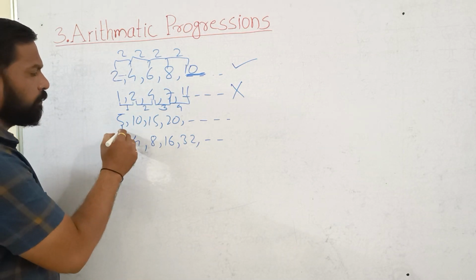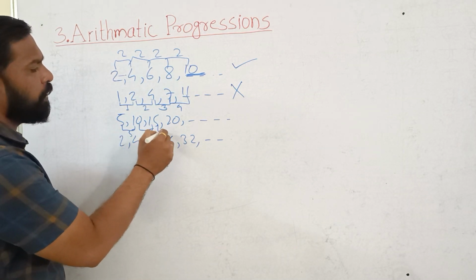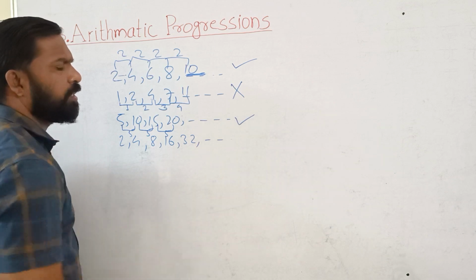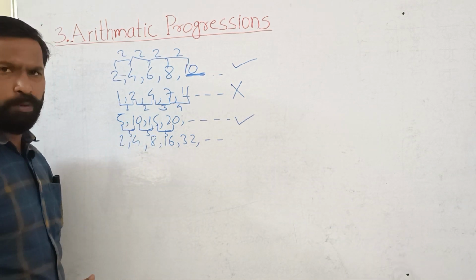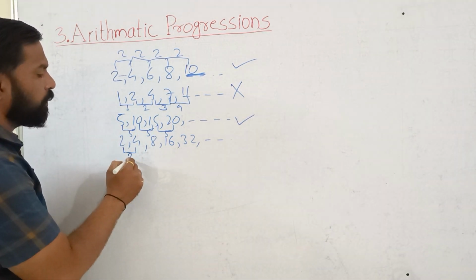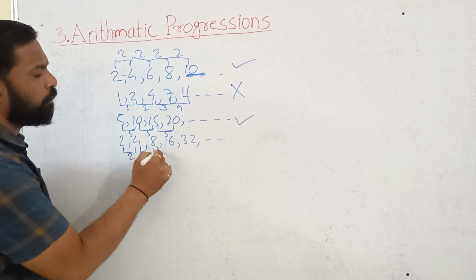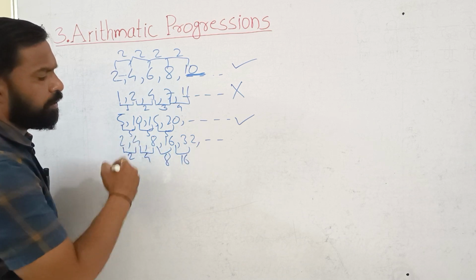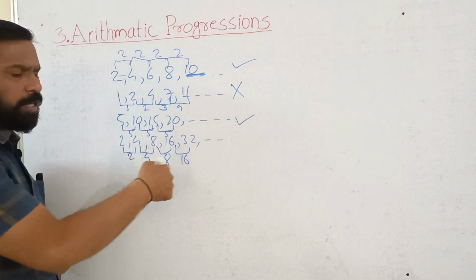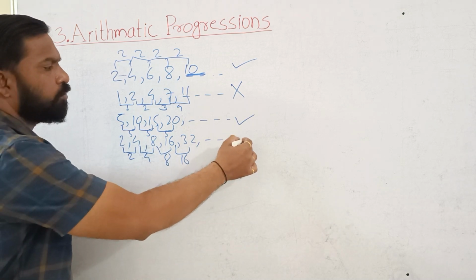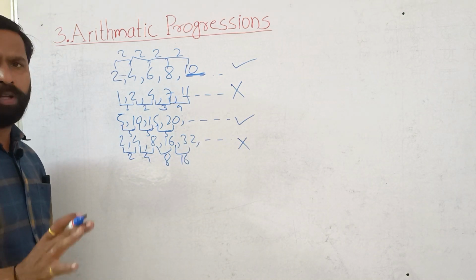5, 10, 15: the difference is 5, 5, 5 all the time. Very simply you can say yes, it is an arithmetic progression. What is the difference between them? 2. What is the difference between them in 4, 8, 16? Are those differences the same? No. So it is also not an arithmetic progression.